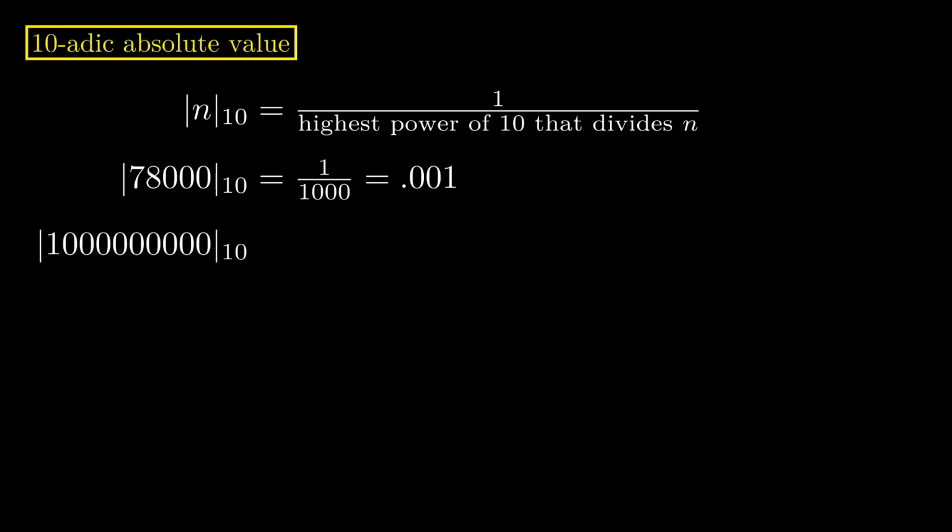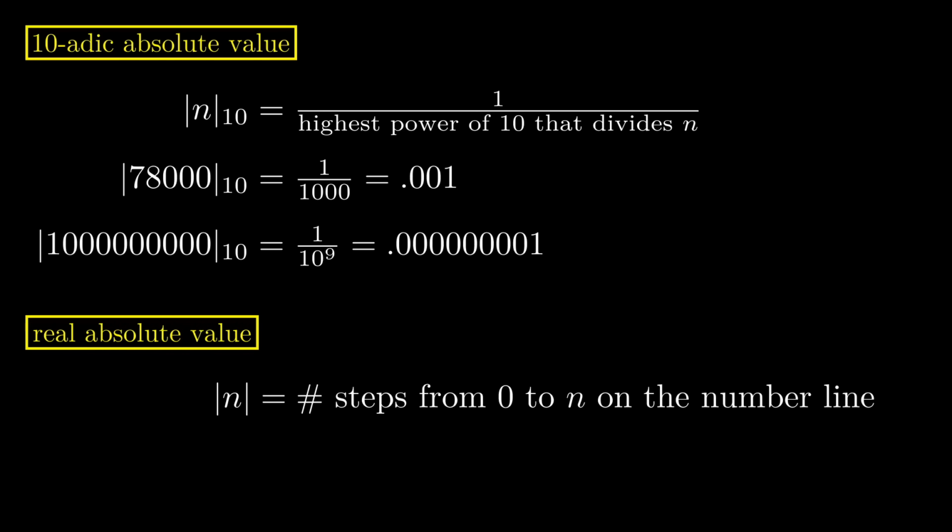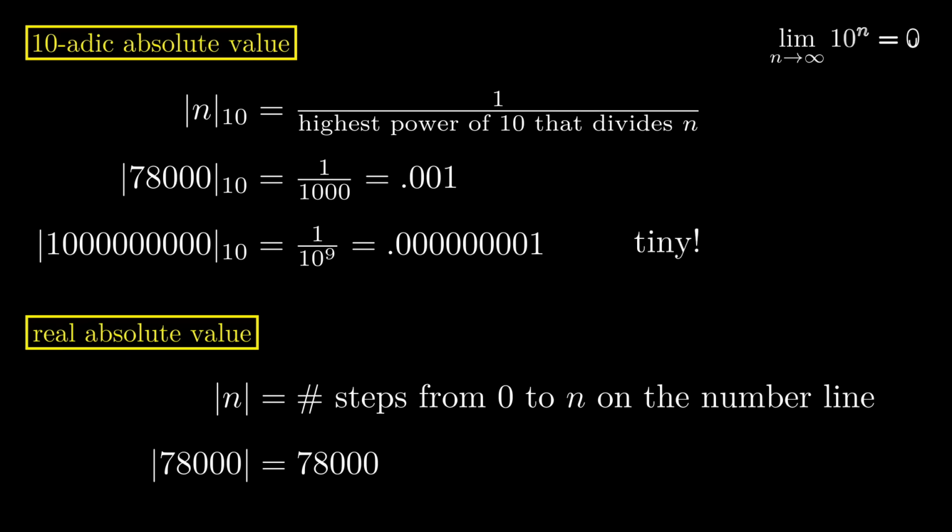What is the 10-adic absolute value of 1 billion? 1 billion is divisible by 10 to the 9th, but not 10 to the 10th. So its 10-adic absolute value is 1 over 10 to the 9th. The usual absolute value, which corresponds to distances on the number line, gives us one way to define the size of a number. The 10-adic absolute value gives us a different way. In each setting, numbers whose sizes are close to 0 as real numbers are, by definition, small in that setting. So, according to the 10-adic absolute value, 1 billion is a tiny number. And as you take larger powers of 10, you get even closer to 0.